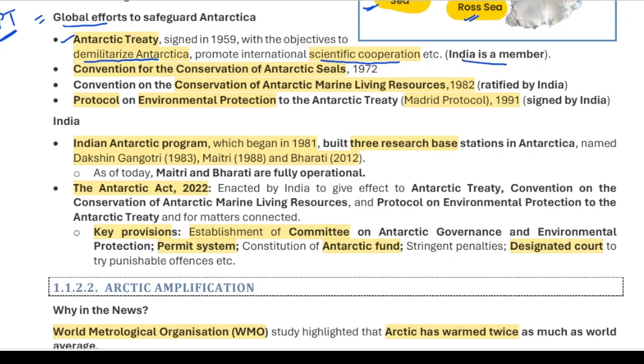Now, another important convention is the Convention for the Conservation of Antarctic Seals. It is only about seals; we are not dealing with the marine ecosystem near Antarctica. It deals with only one marine animal, the seals. Another is the Convention on the Conservation of Antarctic Marine Living Resources. This convention deals with marine living resources, came into existence in 1982, and was ratified by India. So one is the Antarctica Treaty, then seals, and another is marine living resources.